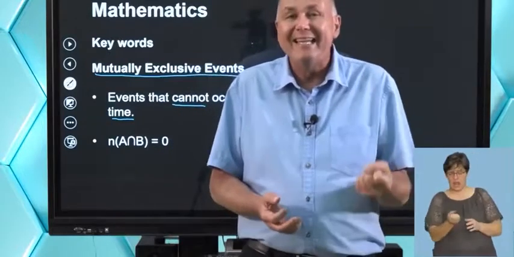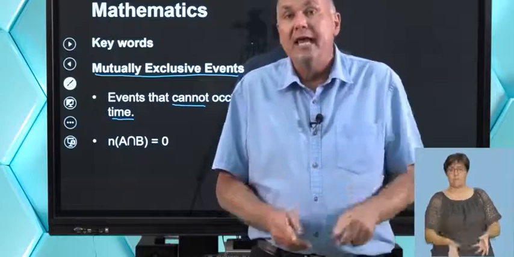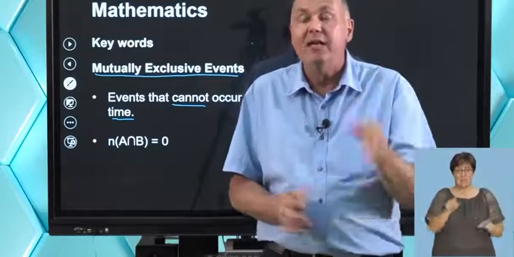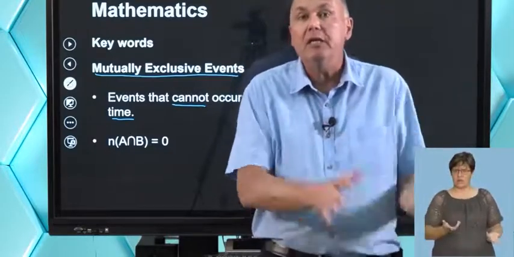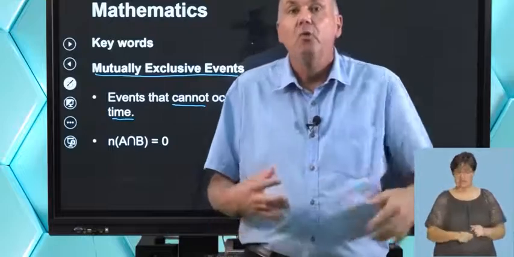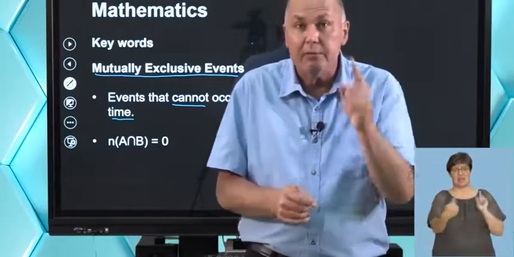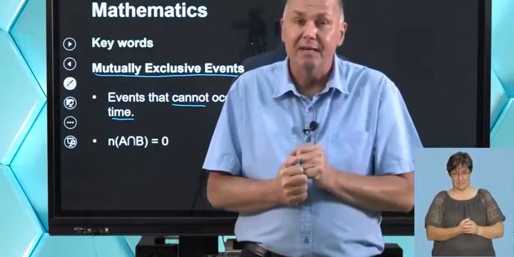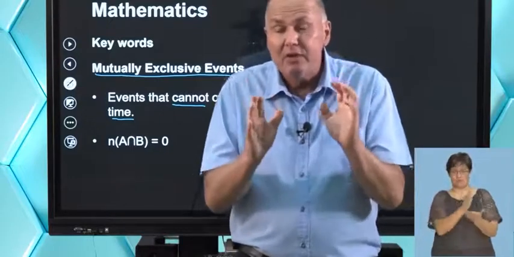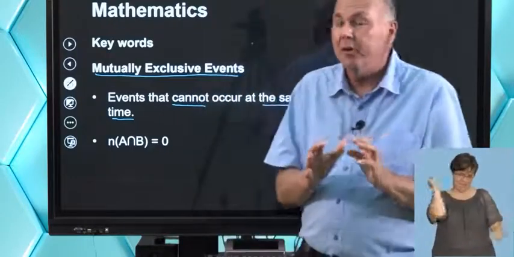You can't take a die and roll it and get a 6 and a 3 at the same time. Rolling a 6 and rolling a 3 would be mutually exclusive events. They cannot take place for one die at the same time. So please make sure you've got this very clear in your head.